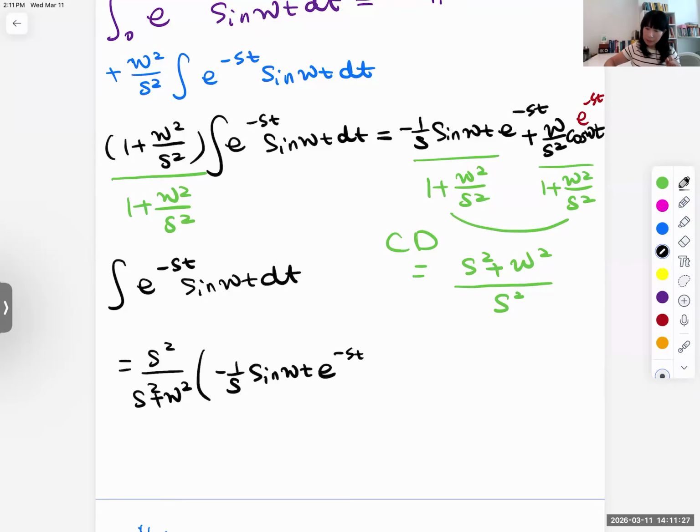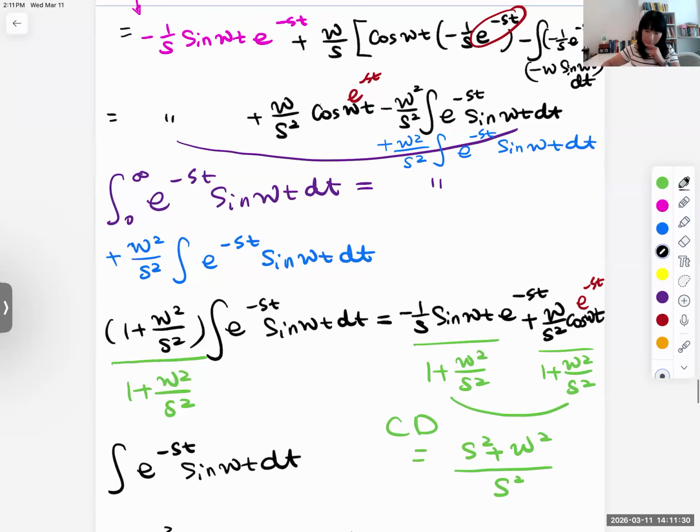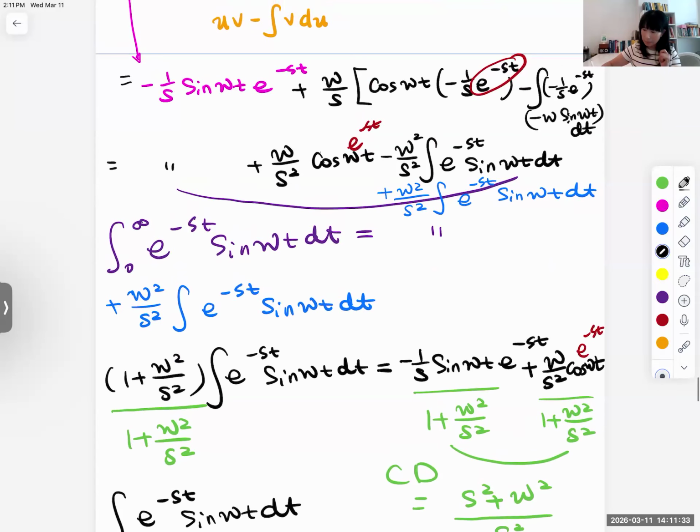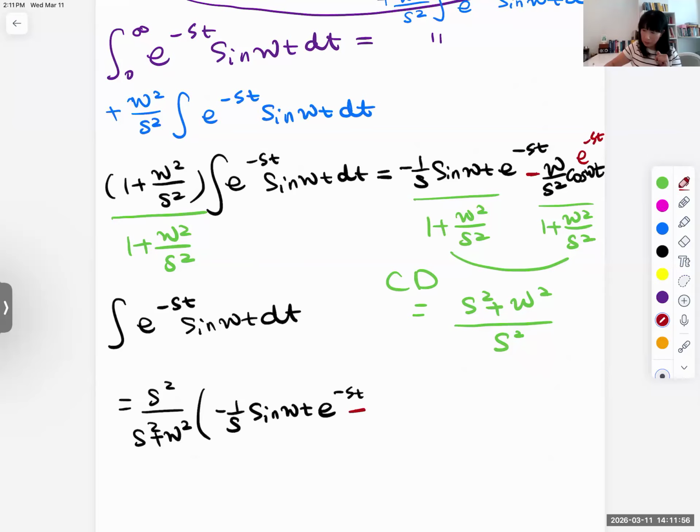And then the sign is not matched. Hold on one second. Look, we have a negative, so it must be negative. Yeah, sorry about that. So negative, and then negative, right? And everything is good. So we will have negative omega over s squared cosine omega t e to the negative st. Yeah, that's the answer.